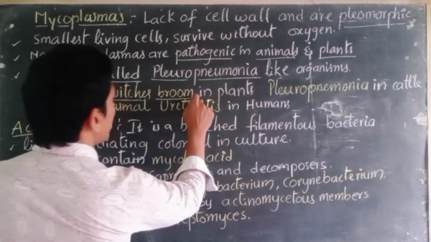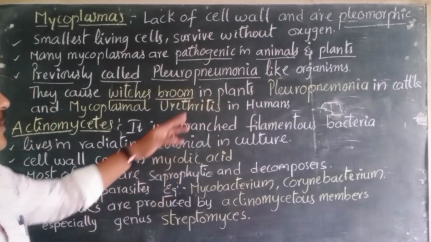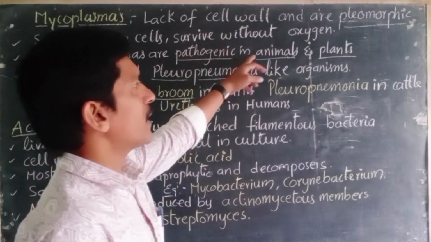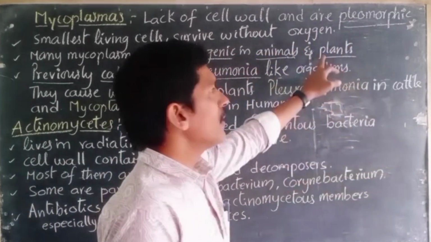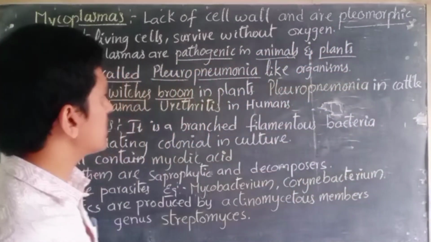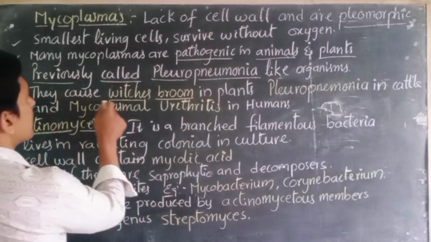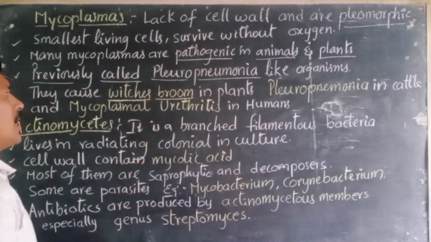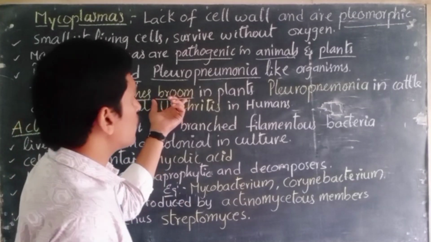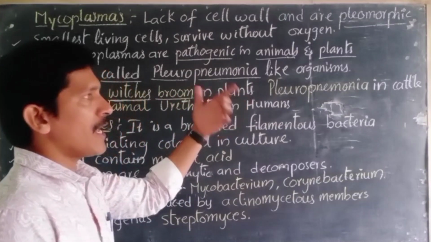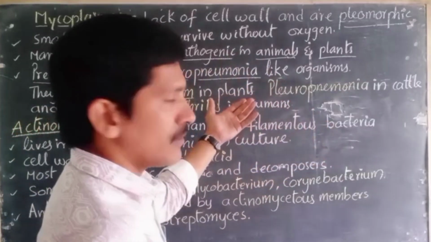Later, they cause witch's broom. This is the name of a disease, right? I told you that already. These are pathogenic in animals and in plants also. What kind of diseases are caused in plants by these organisms? The name of the disease is witch's broom in plants, and in animals also they cause damage.